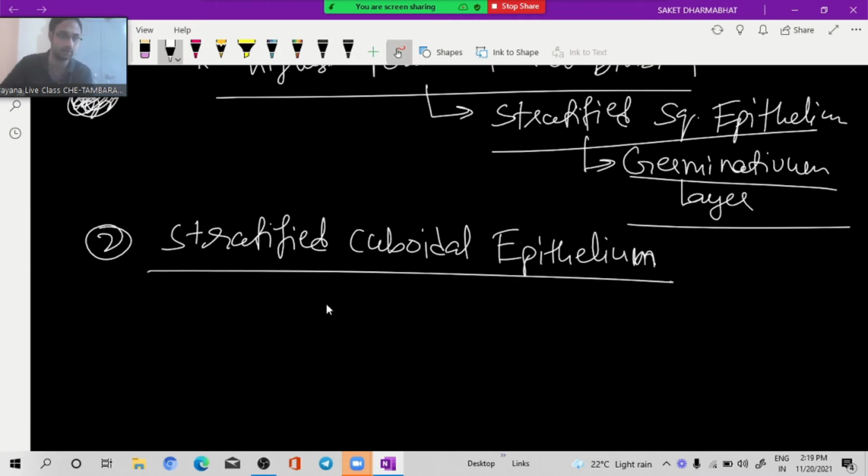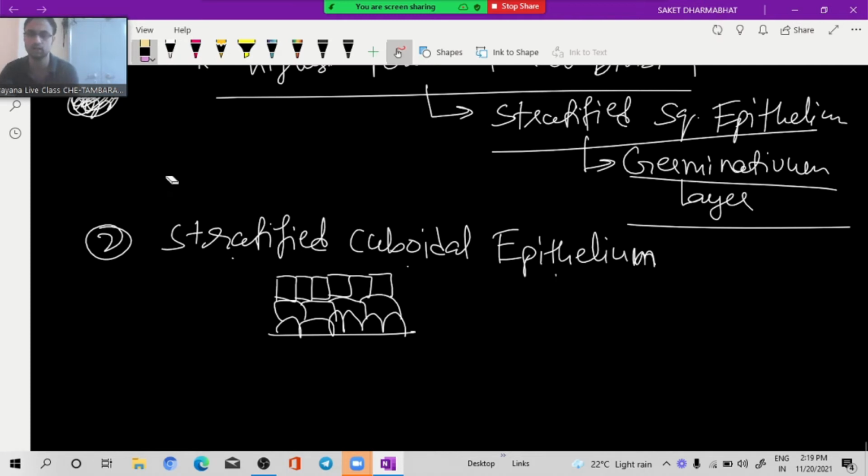Stratified cuboidal epithelium. This we are going to see here. So what is this stratified cuboidal epithelium? Stratified means what? More than one layer. Cuboidal means what? Cube shape epithelium. So here the lower side cell is columnar or different, and the middle cell is somewhat polygonal, and the uppermost layer, like that, 4 to 5 layers are there. Here I am making only 3 layers. Uppermost layer is what? Cube shape.